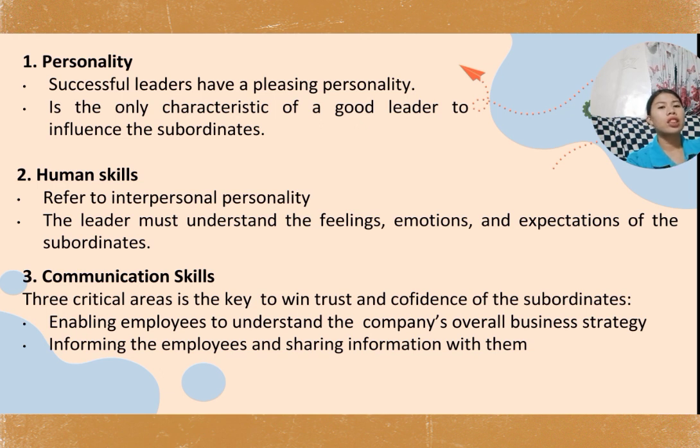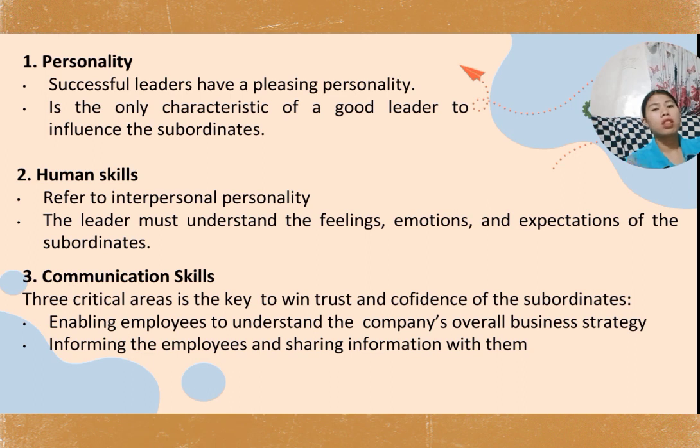Three critical areas are the key to winning the trust and confidence of the subordinate. First is enabling employees to understand the company's overall business strategies. You must make them understand your business strategy in order for them to trust you. The second one is informing employees and sharing information with them. If you inform your employees and share information with them, your subordinates will trust you and have the confidence to share their ideas with you.